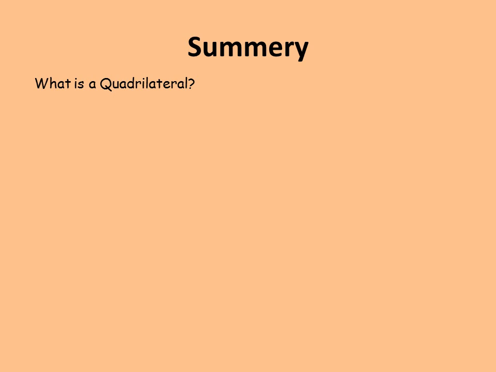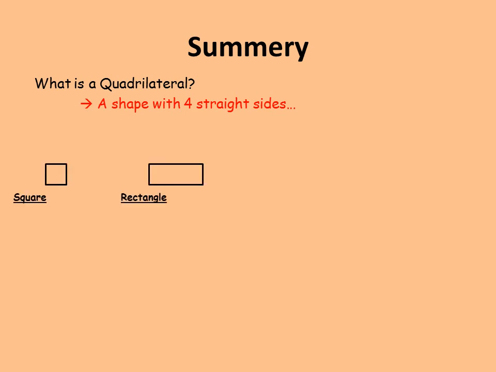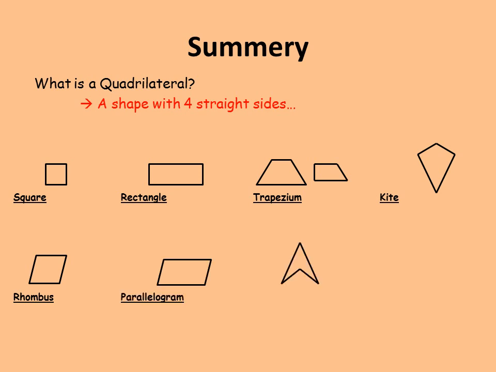As a summary, what is a quadrilateral? A quadrilateral is a shape with four straight sides. We talked in this video and the previous one about all the quadrilaterals, which are square, rectangle, trapezium, kite, rhombus, parallelogram, arrowhead, and irregular quadrilaterals, which are also quadrilaterals because they have four straight sides.